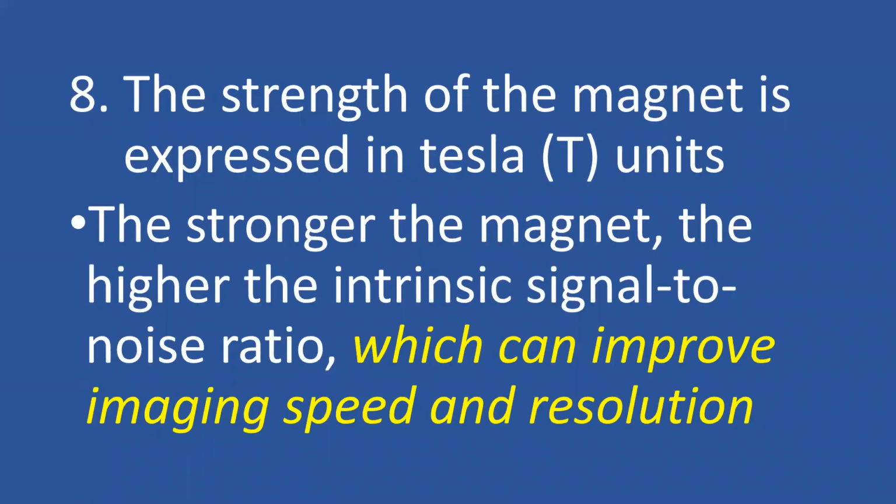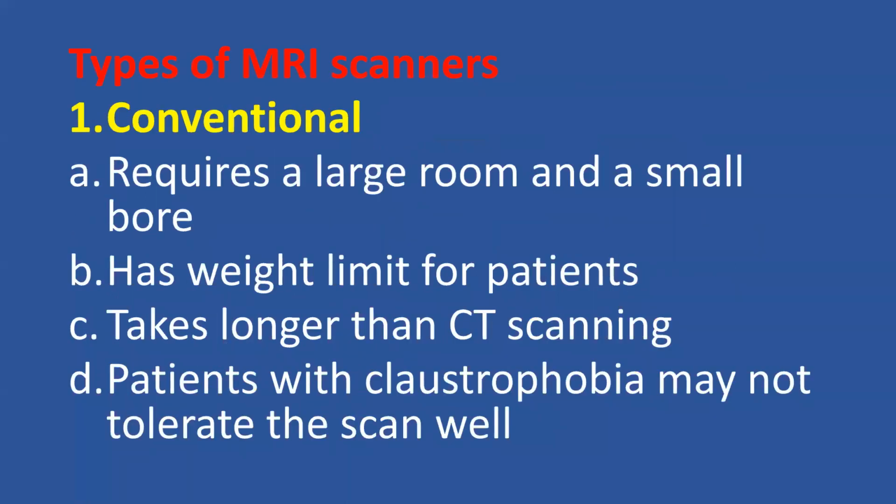Now, the strength of the magnet is expressed in Tesla, T units. The stronger the magnet, the higher the intrinsic signal to noise ratio, which can improve imaging speed and resolution. You have to know that there are several types of MRI scanners. You have the conventional one, which is large. It has a small bore and it has a weight limit for the patients. Otherwise, they'll break the table. It won't move. It takes longer than CT scanning. Patients with claustrophobia cannot use it.